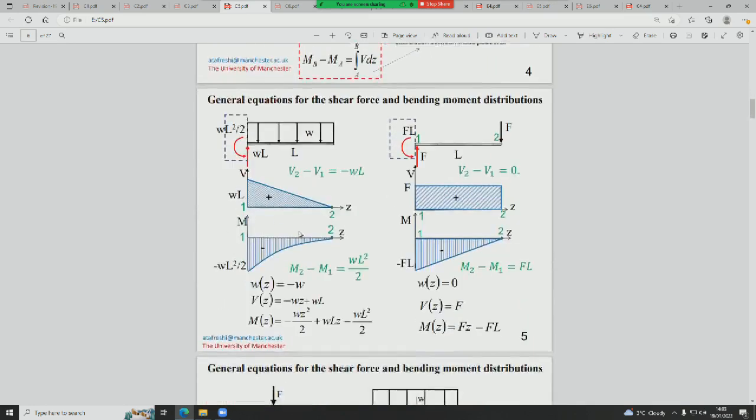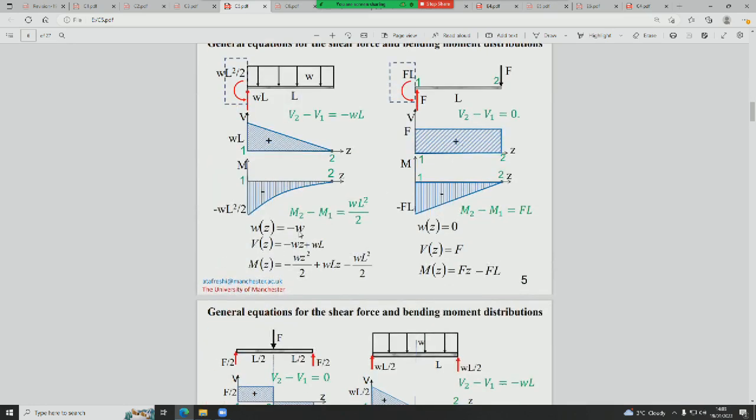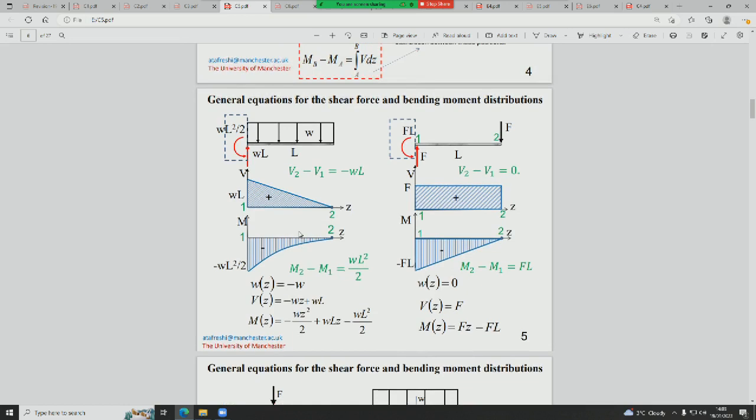So these are some examples for you for drawing the shear force and bending moment diagrams and writing the general equations. When we write the equations in terms of Z, we always assume X and Y coordinates are attached to the cross section. Z is along the axis and we assume the origin of Z is at the left end of the beam. So you can see here, we write the equations for W, the shear force, and the bending moment in terms of Z.